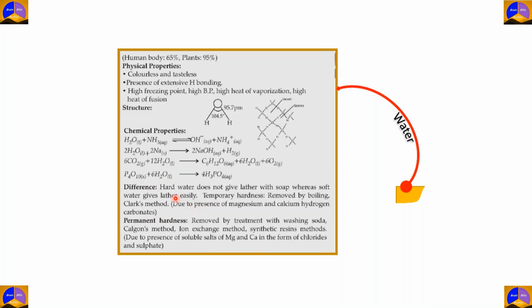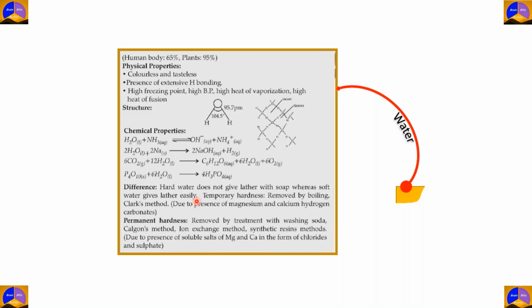Now, hard water does not give lather with soap, whereas soft water gives lather easily. The formation of bubbles when you wash your hands is dependent on this factor. So if while you're washing, you get a lot of soap bubbles, you're using soft water. And if not, you're using hard water.